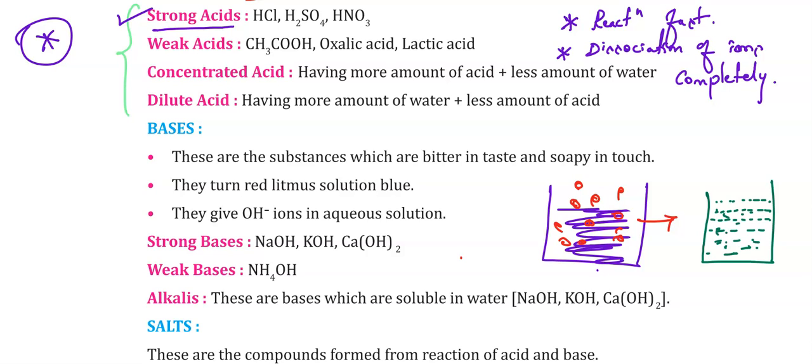Understood? This is called dissociation of ions completely. So completely, the solution has dissolved. Understood? So this is called dissociation of ions completely. Here these particles are combined with the solution particles. These substances are combined with the solution particles. Understood? Completely. That is called dissociation of ions completely. If the dissociation of ions takes place completely, then we can call them strong acids.